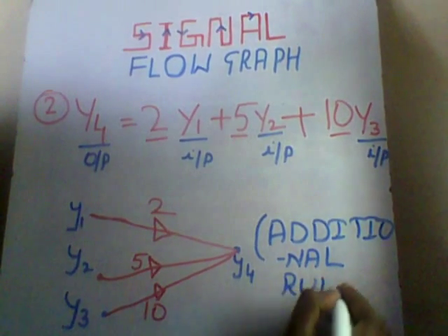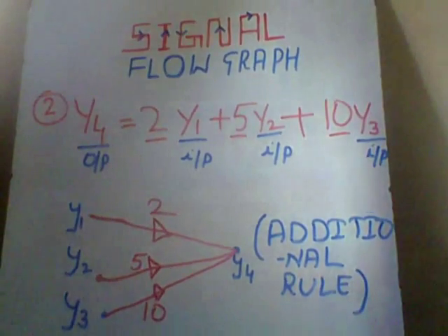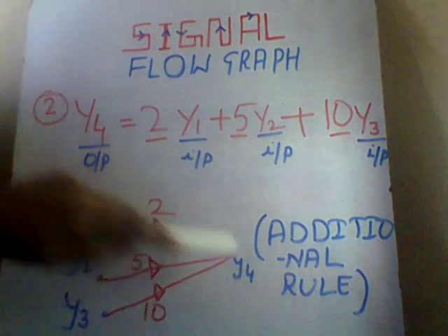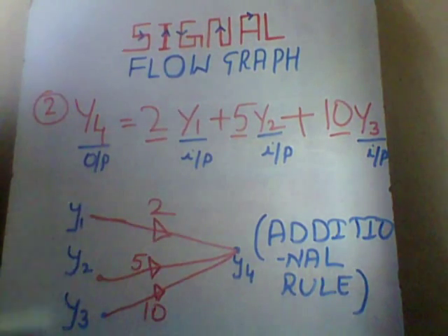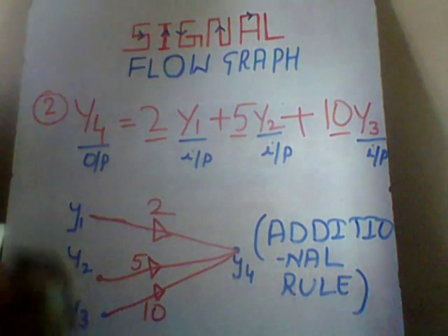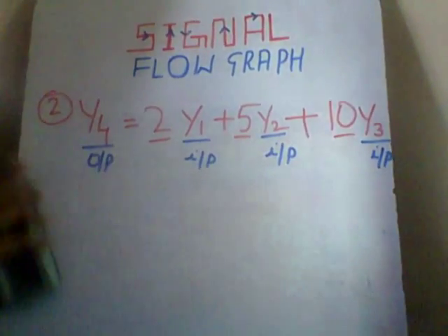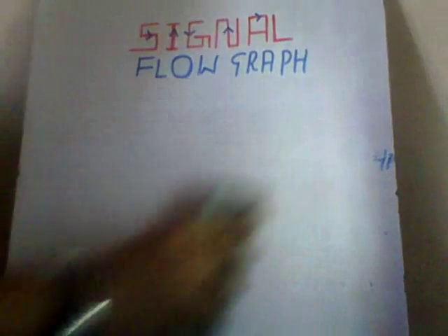Additional rule. This additional rule represents many to one transmission in a communication. This additional rule represents many to one transmission. Similarly, I hope you got the same answer, right? Okay.